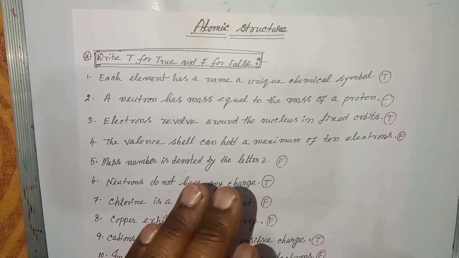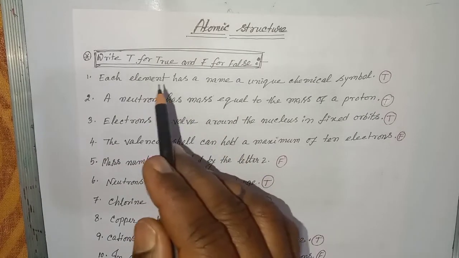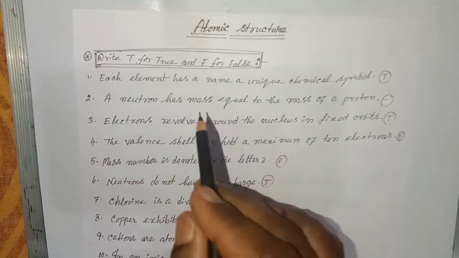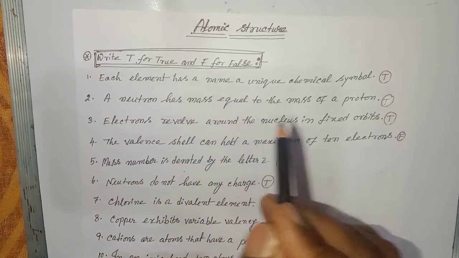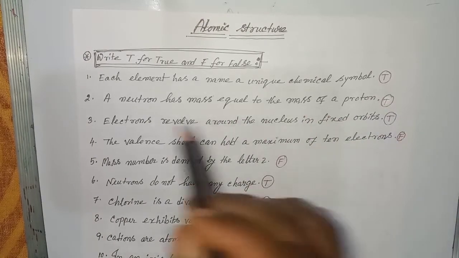Now discuss the question answer. At first, discuss the right: T for true and F for false. Each element has a name and a unique chemical symbol. That is T.